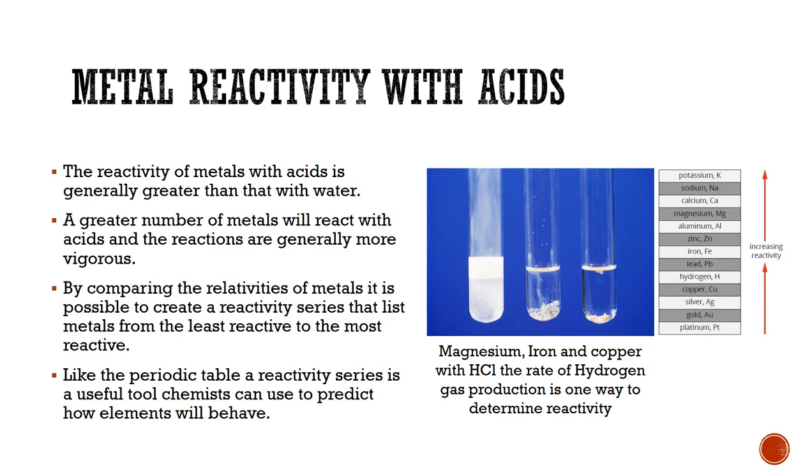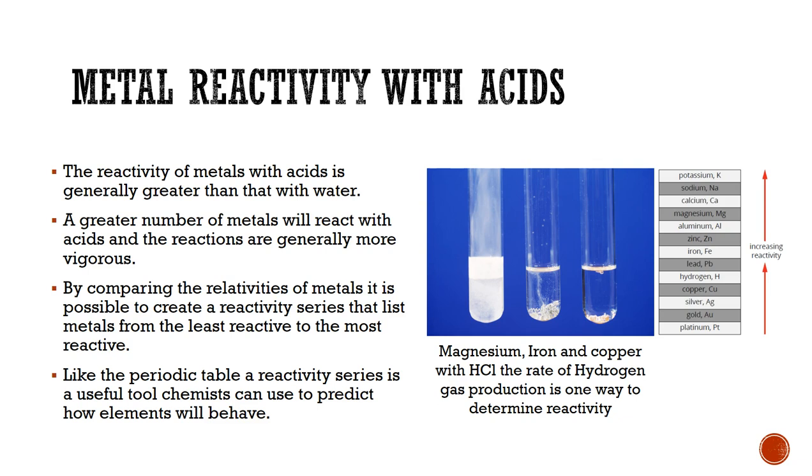When we look at the reactivity with acids, we can start to see a bit of a trend. The reactivity of metals with acids is generally greater than that with water because of that readily donatable proton. If you remember, we understand these as redox reactions. So that proton is going to want to join up with another hydrogen and form hydrogen gas, and we're going to see a ready conversion due to redox numbers in that situation.